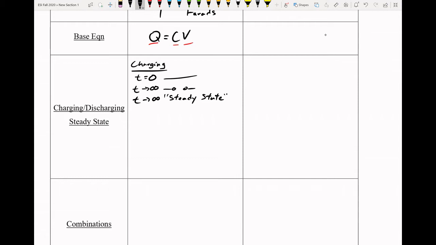Another way we consider steady state is for 5 time constants. So that's another way of looking at it. Say if it's discharging, and it's initially fully charged, so time is equal to 0, it'll look like that. As time goes to infinity, it'll return to a wire.